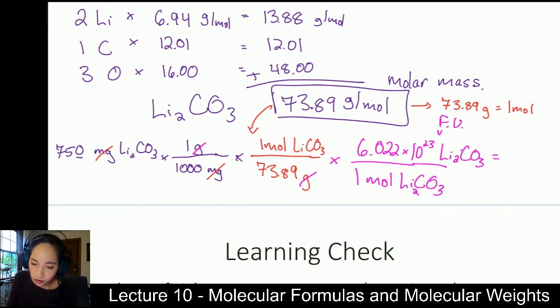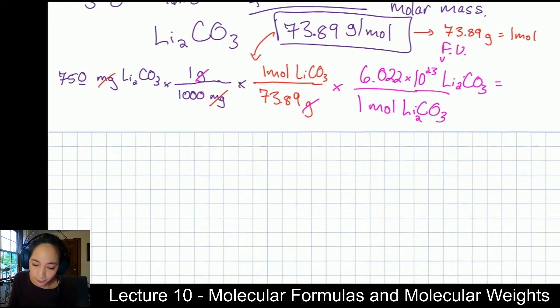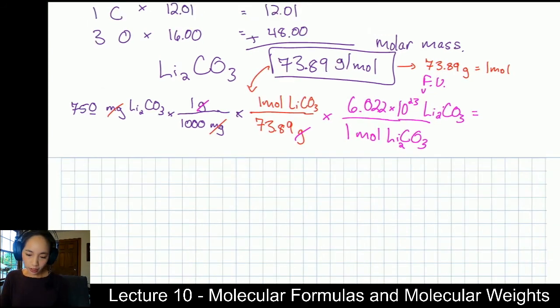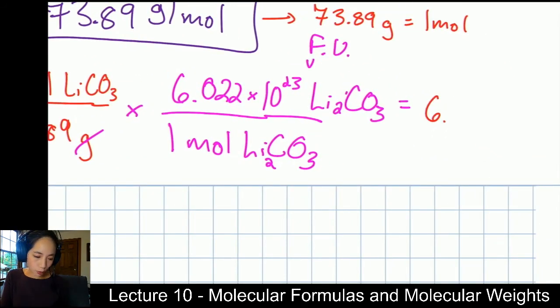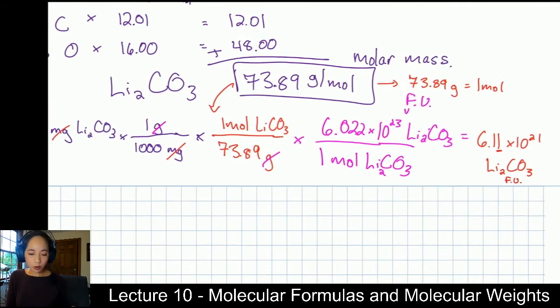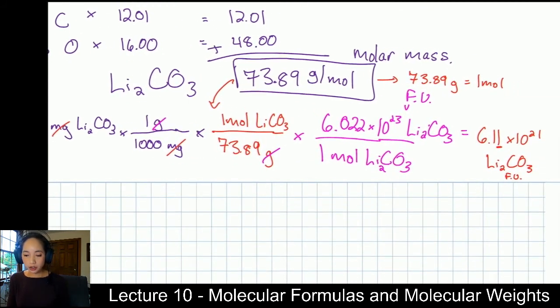So if you stick that into your calculator, I showed how to use the two calculators, so I think we can do this now. I quickly put that in my calculator, and I got 6.11 times 10 to the 21 lithium carbonate formula units. This has 3 sig figs because the number we started with also has 3 sig figs. So 6.11 times 10 to the 21.